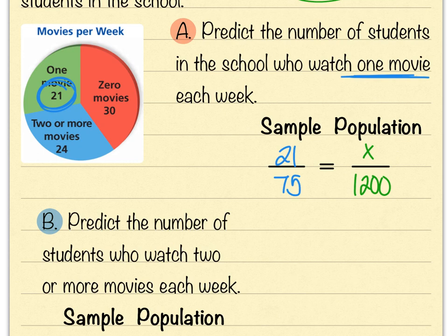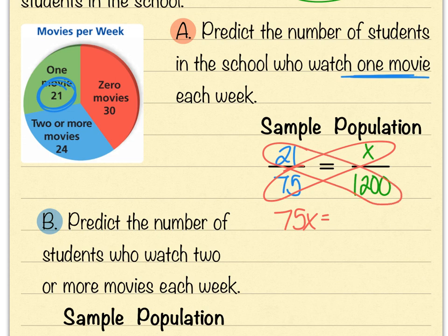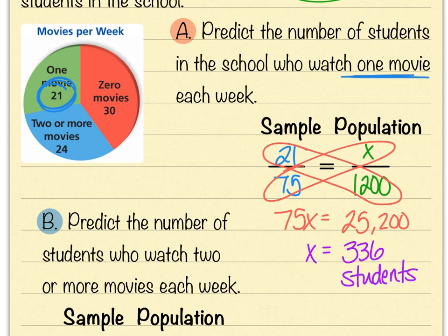So remember, to solve a proportion, we do our fancy cross multiplication that we always do. 75 times x is 75x. And 21 times 1,200, get my calculator out here, that's 25,200. That's easy enough to type in your calculator. Then we just have to divide by 75. And when you divide by 75, you get 336 students. That's my prediction on how many students out of the entire school, not just our sample, watch one movie a week.